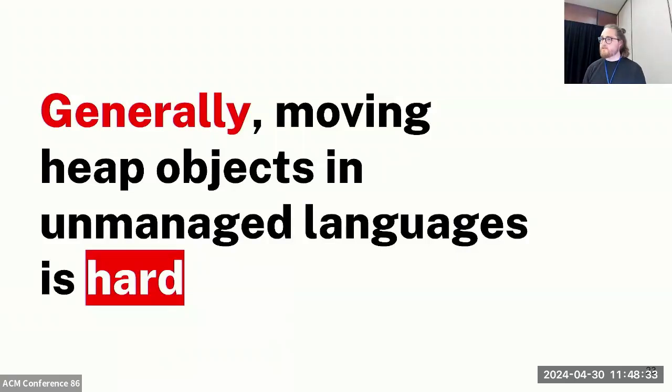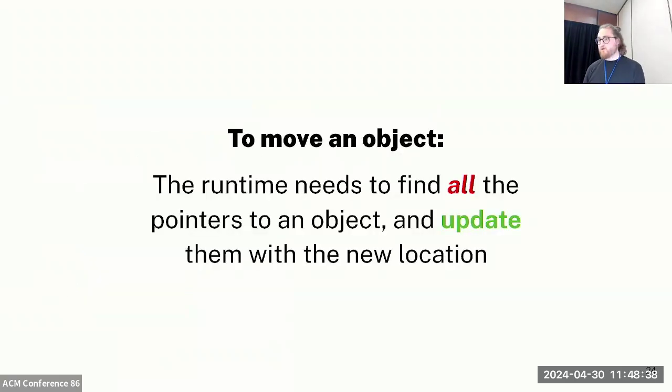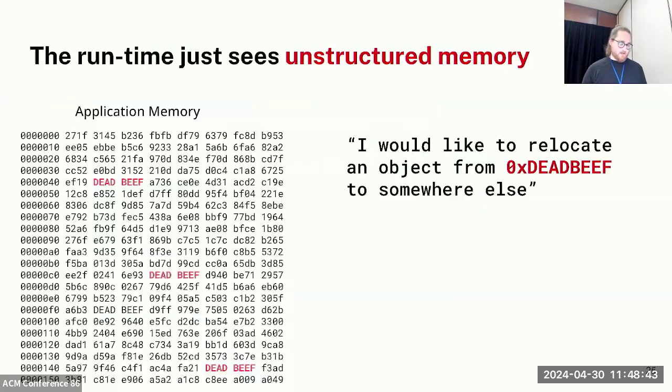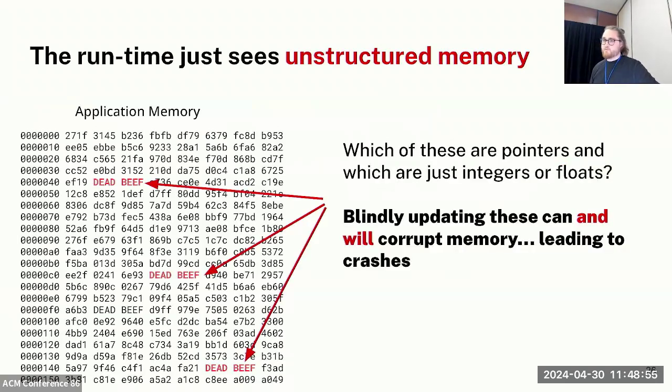Moving heap objects in these languages is pretty difficult because of pointers. To move an object, the runtime would need to find all of the pointers to an object and then update them to the new location of that object. And unfortunately, all that a runtime or an allocator sees is a big array of bits on the heap, or maybe on the stack, and it's all untyped. So if you were to just go through and find all the bit patterns which look like the pointer you're interested in and update them, you're going to crash your code. You're going to cause incorrect results. There's a reason the Boehm GC is conservative in this way.